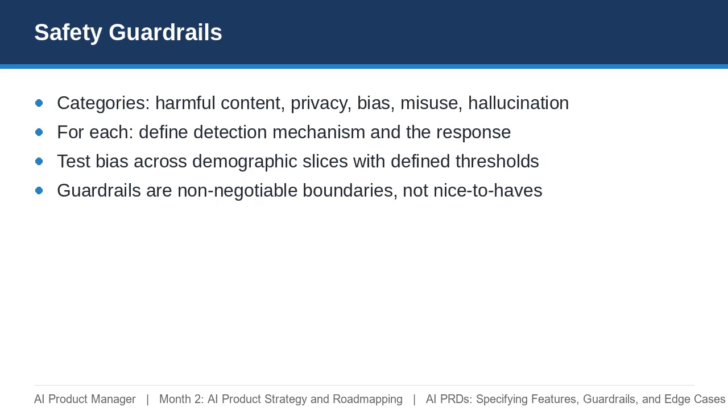Guardrails are the hard boundaries. Cover harmful content, privacy and PII, bias and fairness, misuse like prompt injection, and hallucination control. For each guardrail, specify both the detection mechanism, a classifier, rule, or deny list, and the response, whether that's block, refuse with explanation, redact, or log for review. Test fairness across demographic slices. These aren't optional, they're requirements legal and safety will hold you to.